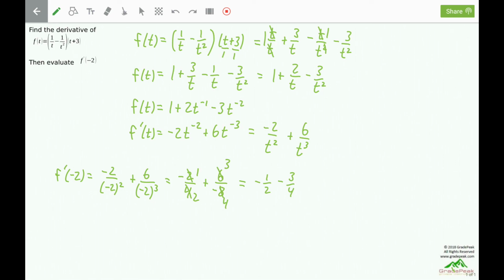Now the final answer will be a single fraction. These can combine by subtraction. We need a common denominator. We're going to take the negative 1/2 and multiply it by 2/2. The common denominator is going to be a 4. And so we will have a negative 2/4 minus a 3/4. It's over a common denominator now. Negative 2 minus 3 is negative 5/4.